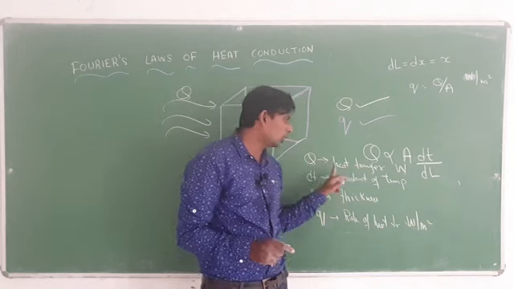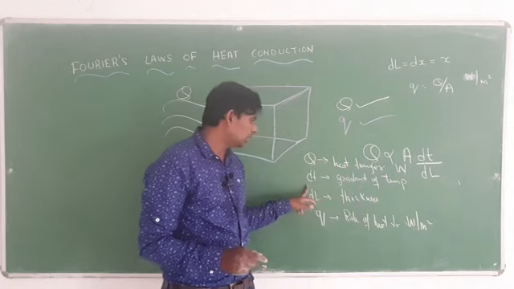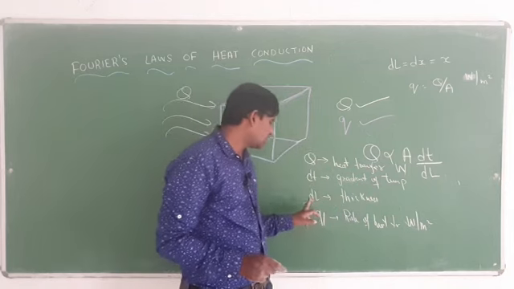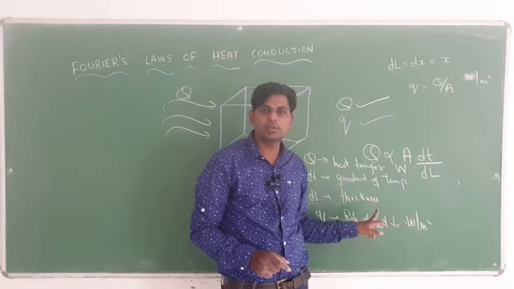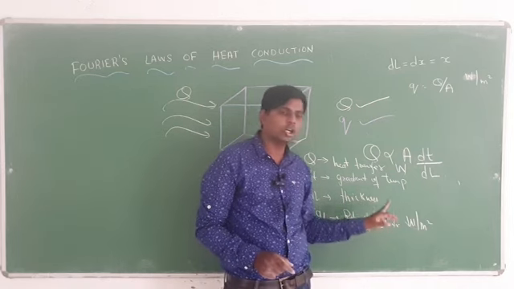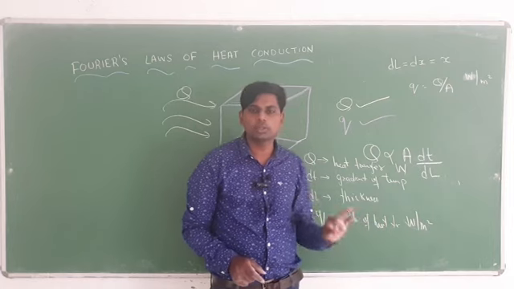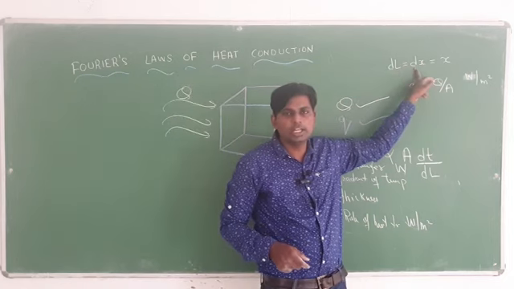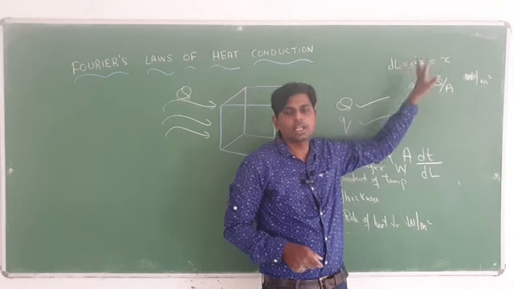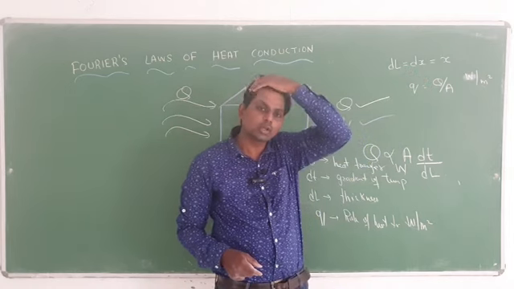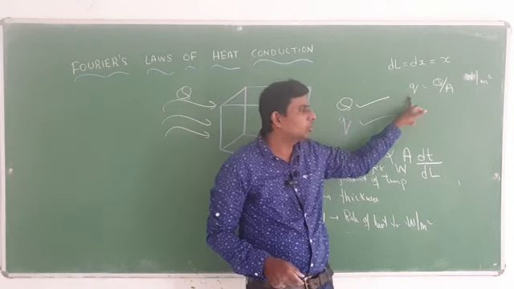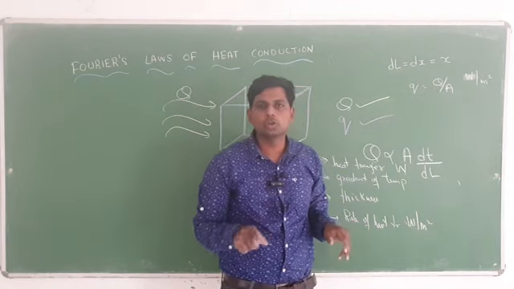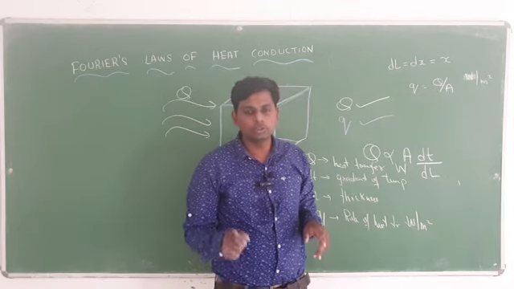Another thing: Q stands for heat transfer, unit is watt, dT stands for gradient of temperature, and dL stands for thickness, and small q stands for rate of heat transfer. Unit is watt per meter square. Sometimes dx, dL, x or L, all are thickness only, or you can say length also. Small q can be written as capital Q by A, where capital Q is in watt and small a is area.